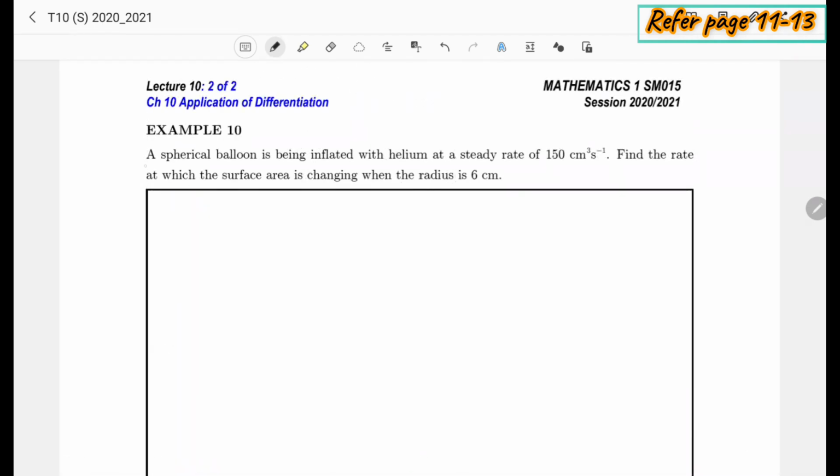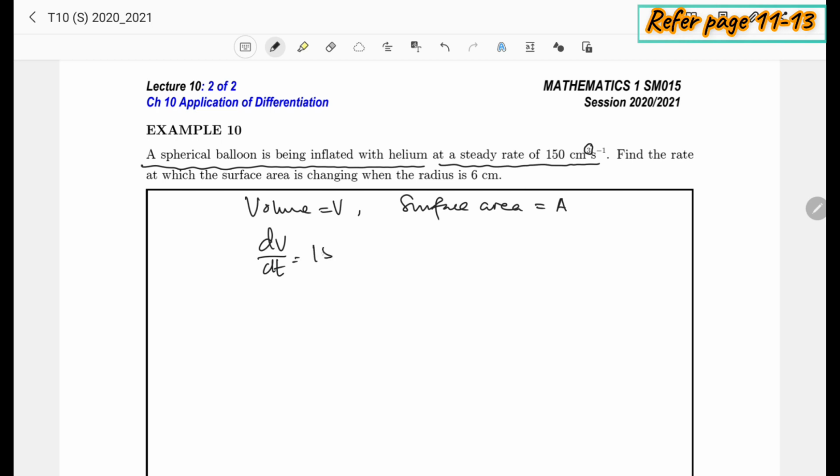So example 10. A spherical balloon is being inflated with helium at a steady rate of 150 cm cubed per second. If you look at the unit, that is cm cubed, so that will be the volume. Volume V, surface area A. You are given dV/dt as 150 cm cubed per second. Find the rate at which the surface area is changing, so we need to get dA/dt when radius equals 6.